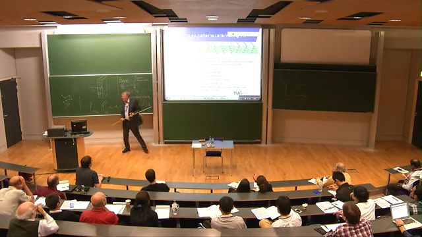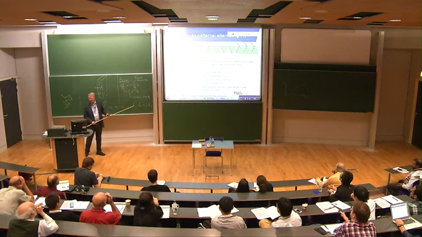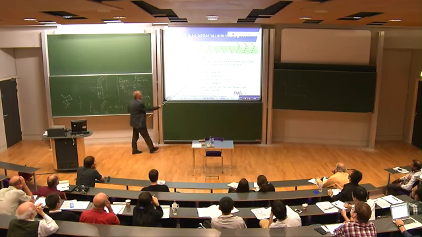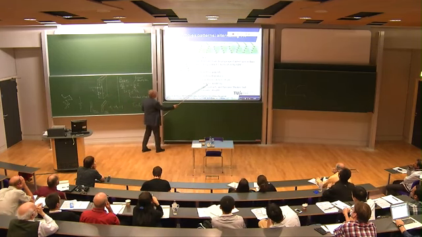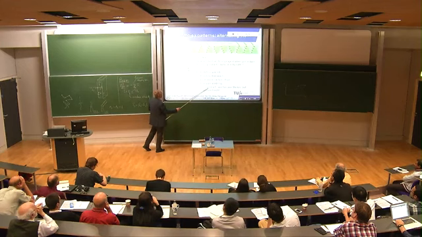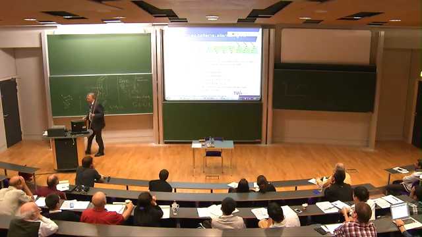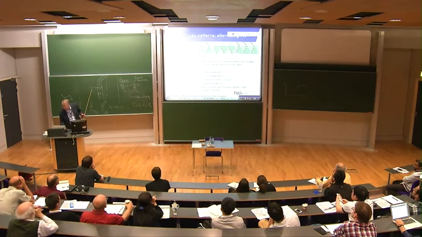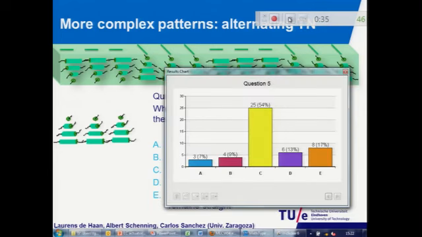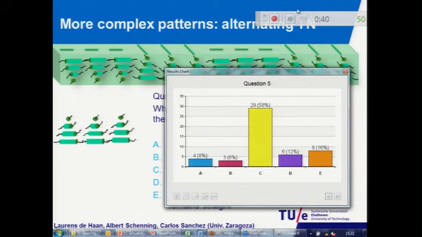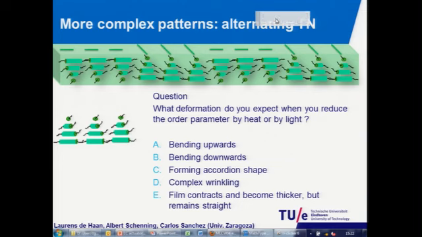So, we have to vote. A, bending upwards. B, bending downwards. C, forming accordion shape. D, complex wrinkling. Or E, the film contracts and becomes thicker, but remains straight. Let's see. Most people go for C. C, forming accordion shape. Well, that was the good answer.